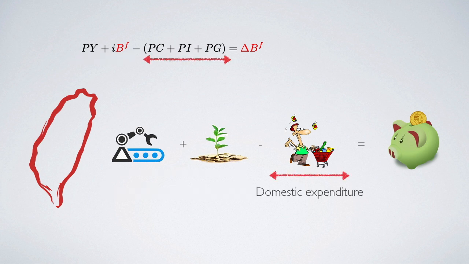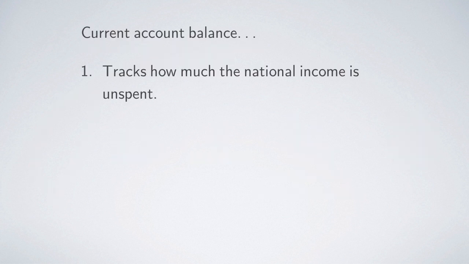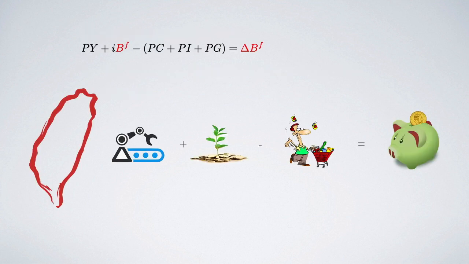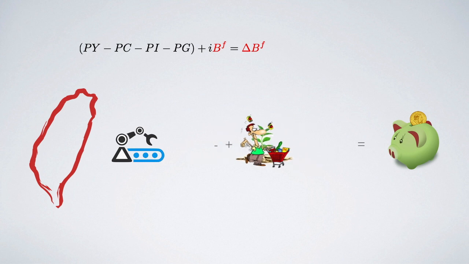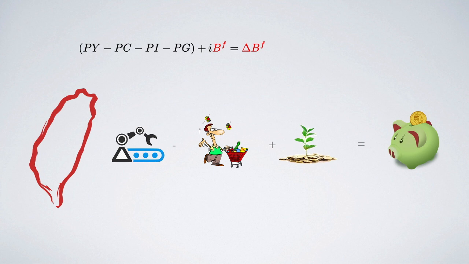And the next term is the domestic total expenditure. Based on this explanation, we learned that the current account balance tracks how much of the national income is unspent. So it tracks how much we save from our national income. And now we go back to that equation, and this time we rearrange terms this way. This rearrangement simply shifts these two terms, interchanging them.